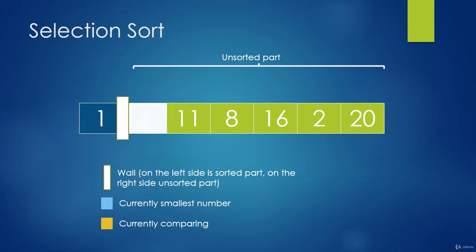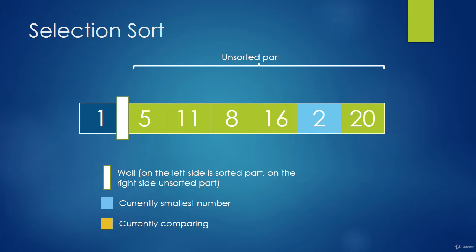So we take 5 and mark it as smallest and compare it to 11. 5 is smaller, so we move on to 8. Once again, 5 is smaller, so we move on to 16. Now we compare 5 and 2. 2 is smaller, so we mark 2 as smallest and continue with numbers behind. In this case, we compare 2 with 20 and 2 is smaller. If there were any other numbers, we would continue, but there are not any.